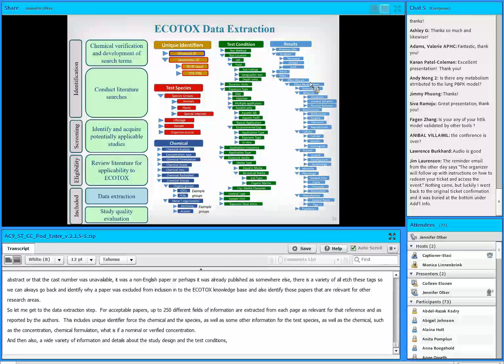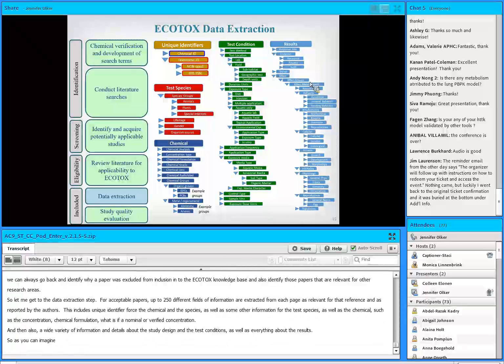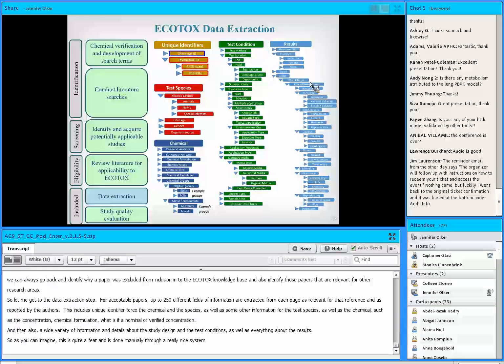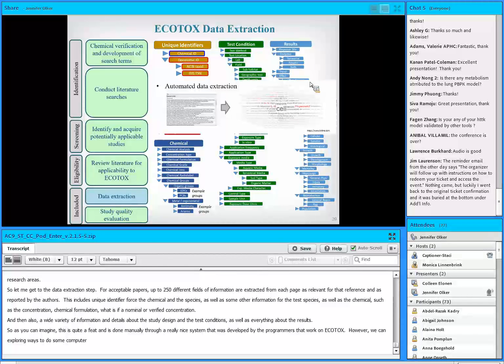So as you can imagine, this is quite a feat and is done manually through a really nice system that was developed by the programmers that work on ECOTOX. However, we are exploring ways to do some computer-assisted data extraction and data review with some automated data extraction options out there. We have not made very much progress on that.